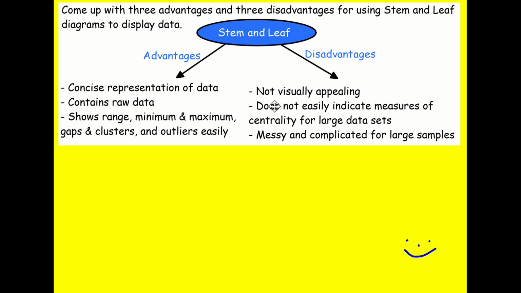They don't easily indicate measures of centrality for large data sets, i.e. they don't easily tell you where the mean, mode, median is, where some other ones do, such as box plots, but you know, they've got their own disadvantages, but that's one thing. And they're going to be messy and complicated for large samples. So if you've got loads of data, you're not going to be able to get much out of looking at a stem and leaf graph.